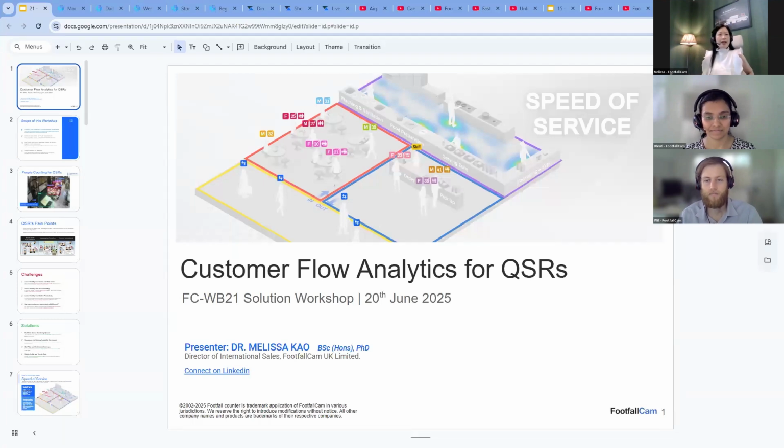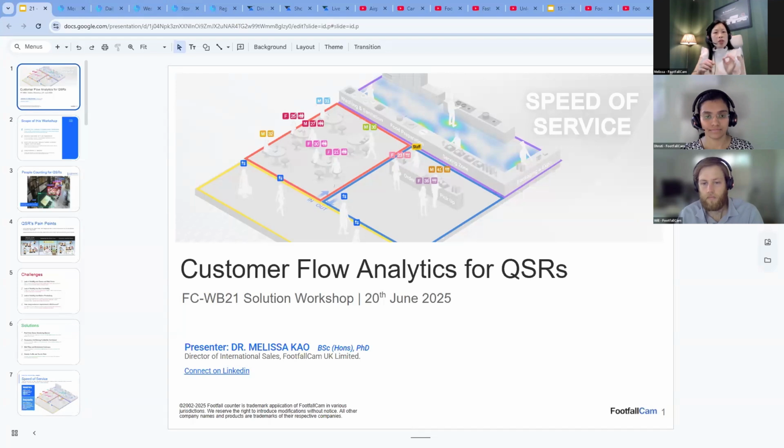Okay, good. Today, this webinar is about customer flow analytics for QSR. QSR as in quick service restaurants. So QSR operates in one of the most competitive segments of retail. They need to serve a high volume of customers quickly and efficiently while maintaining a consistent food quality and customer experience. So this is a very big challenge. So every small improvement in speed and efficiency can translate into significant operational gains.